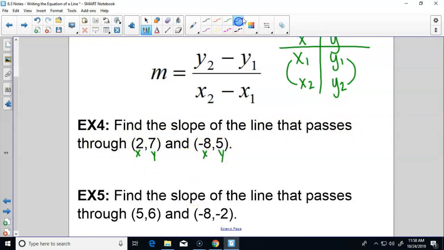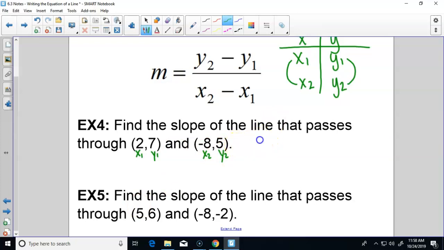It does not matter which one is the 1s and which ones are the 2s. But if this is x1, this has to be y1. If this is x2, this has to be y2. We cannot switch those up where we have an x1 with a y2. These little 1s and 2s just mean this is my first x, my first y, my second x, and my second y.